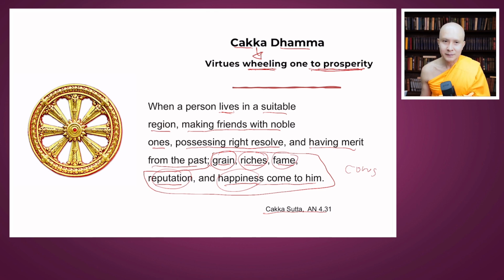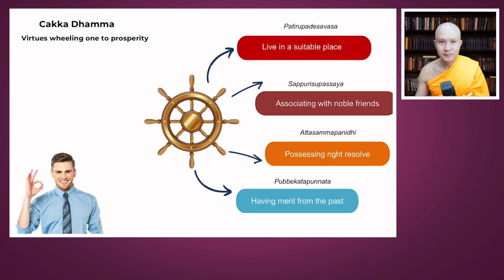There are 4 things. Number 1 is called living in a suitable place. Living in a suitable place, which seems to be understandable, right? But let's see if we can understand more than just what we see on the screen.